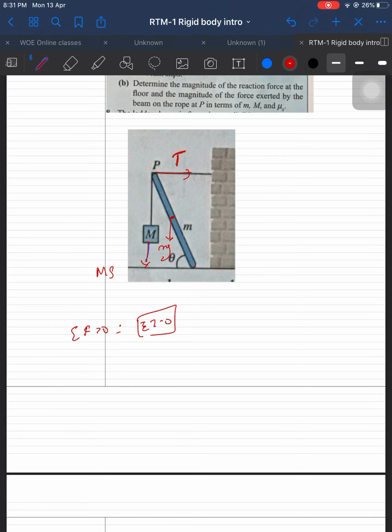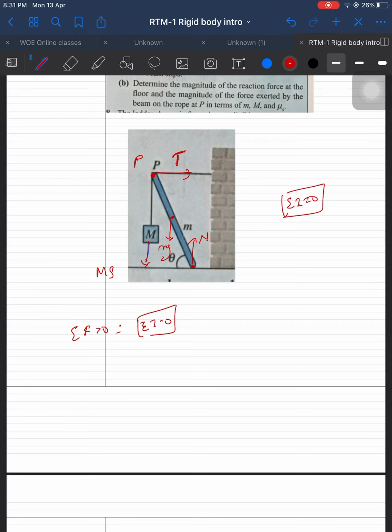Because friction is involved, there is a normal force here. Let's consider about point P. About all points, the net torque should be equal to 0.